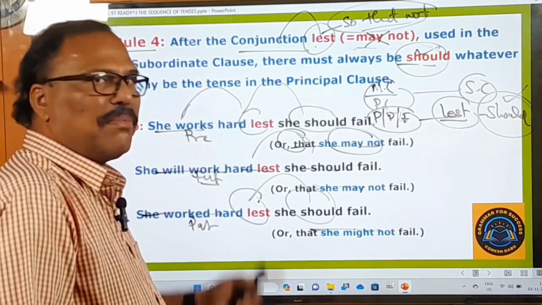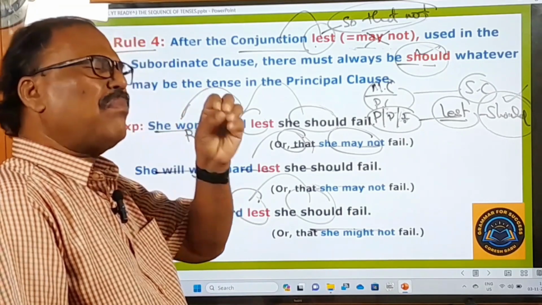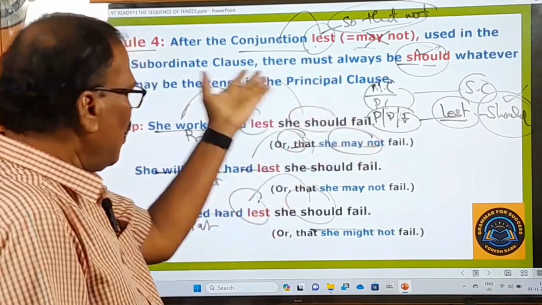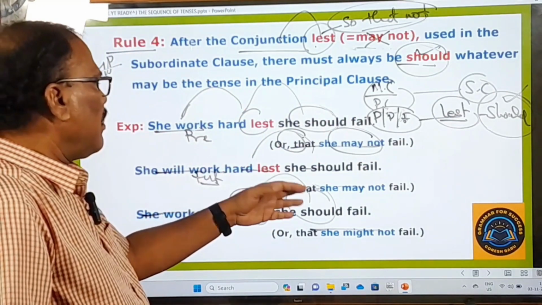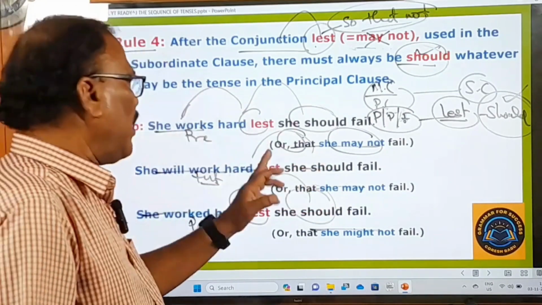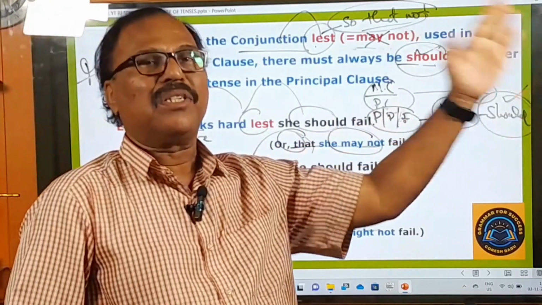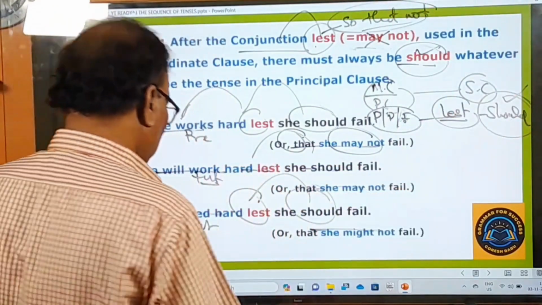In the Staff Selection Commission examinations, in the banking examination, the GMAT examination, in almost all the competitive examinations, you will come across such things. They will say she will work hard lest she may not fail. Something is given there. Then you must think after lest there must be used only should, the modal auxiliary. That you have to understand, right?